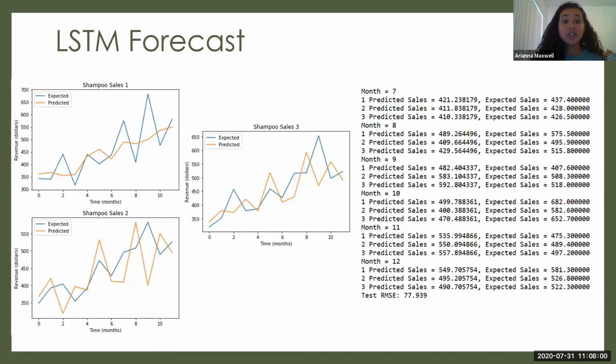So again, with my shampoo sales, I had a few months worth of shampoo sales data for 3 different sales. And here we can see the predictions for each. And this is what the model prints out. So this is just the end of the data from months of July to December. We can see the predicted and expected sales along with a root mean square error.